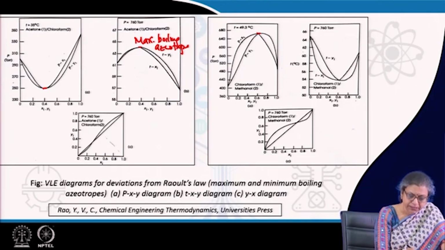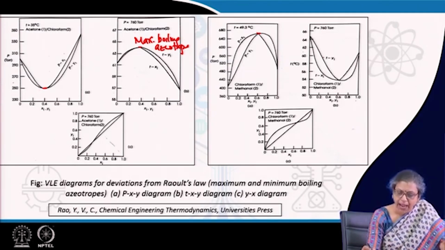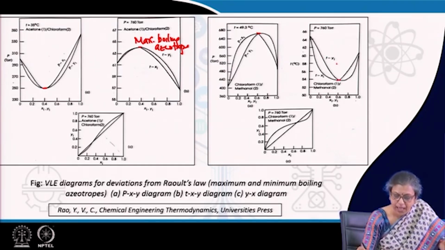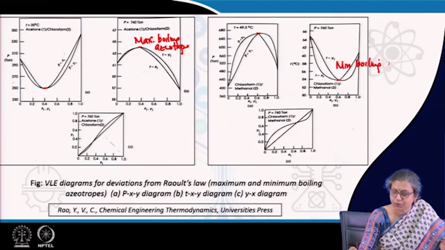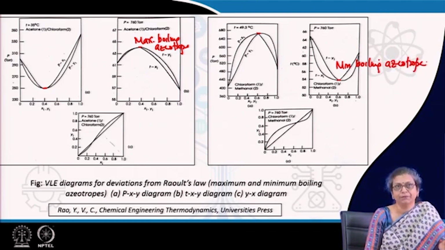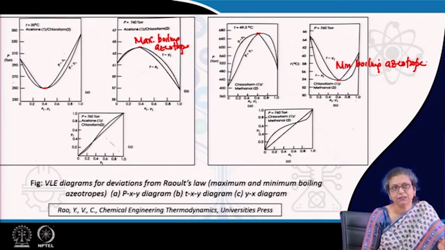And we also have, for positive deviations from Raoult's law, a minimum boiling azeotrope. Now, these azeotropic conditions are very useful for finding out the gamma. That is why I would like to make special reference to it. Now, for non-ideal solutions, what do we find?